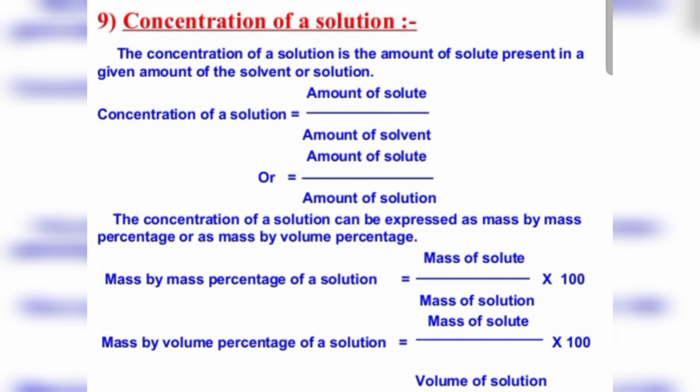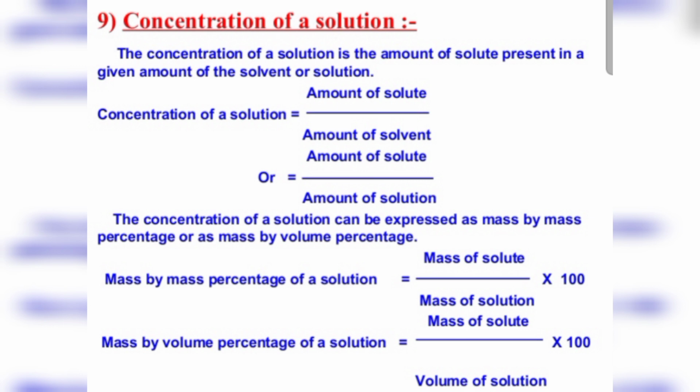For example, we'll take a glass of water and add 2 spoonfuls of sugar. Now take another glass of water and add 4 spoonfuls of sugar. So the solution having a small amount of sugar is said to be of low concentration or a dilute solution, and the solution having a large amount of sugar is said to be of high concentration or a concentrated solution. And the concentration of a solution is expressed in terms of mass and volume, that means mass percentage and volume percentage.